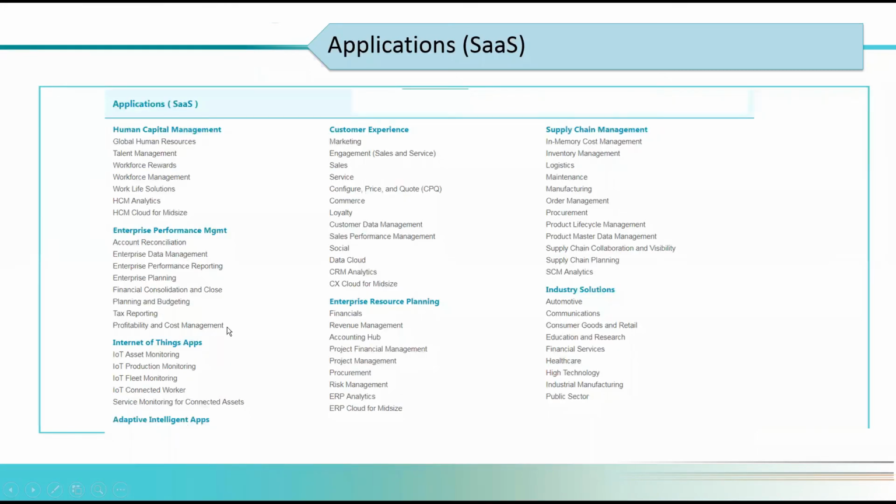let us say we have many applications, right? Human capital management, customer experience, supply chain management. As part of this, maybe Global Human Resources, where you can create employees and do many things. Now you want to create your own custom application which is not offered as part of these Fusion applications. You cannot modify this, so you will keep it and go to the platform as a service.